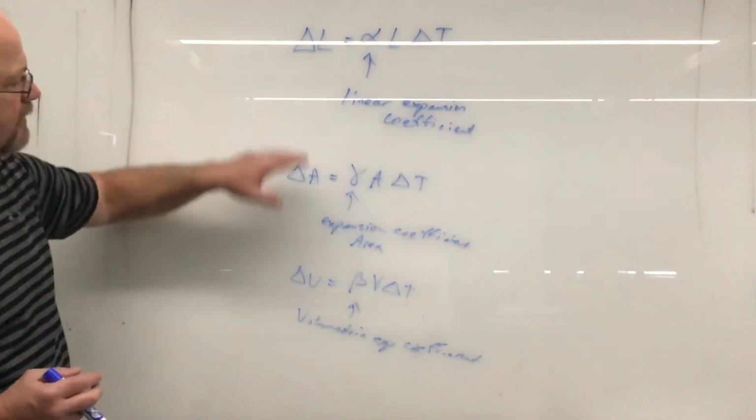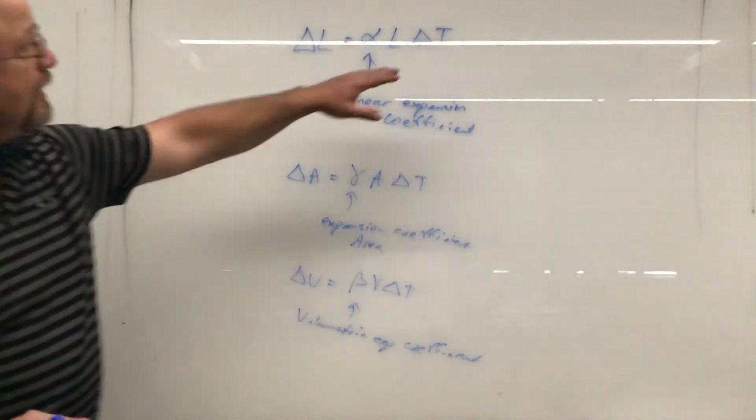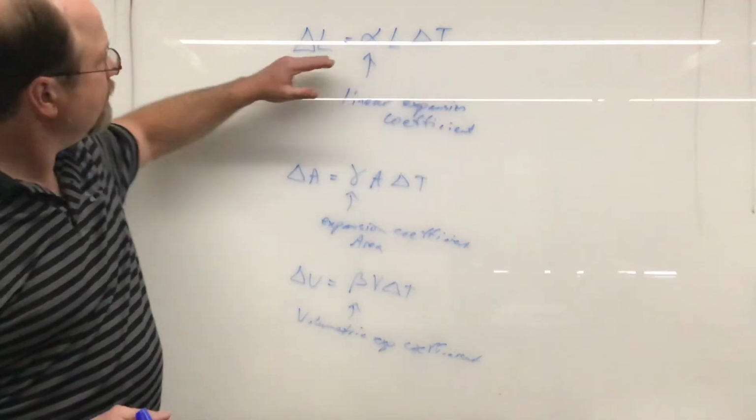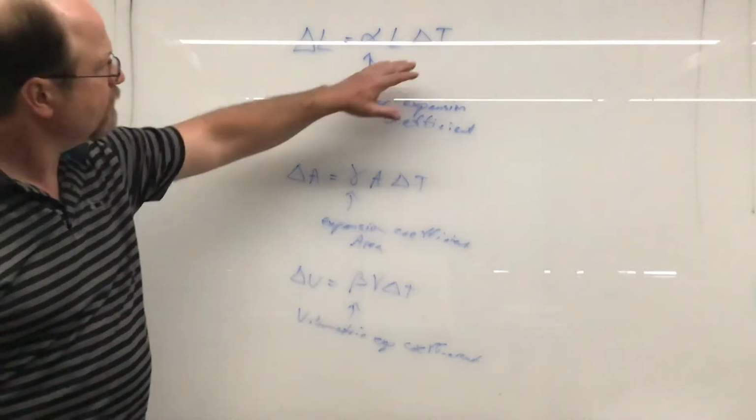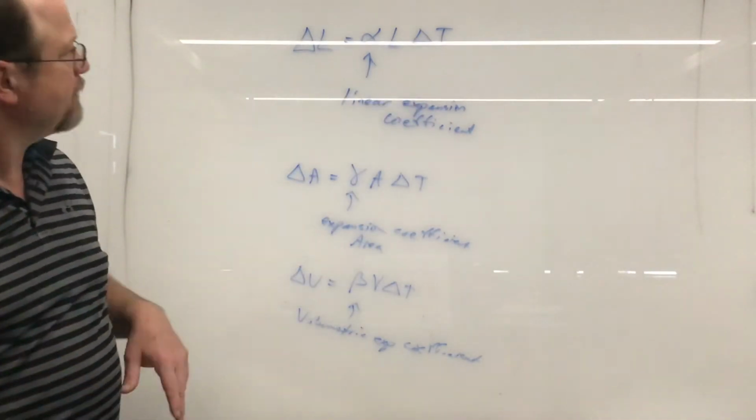This is the change in length, the change in area, the change in volume, and of course, if your change in temperature is negative, then this change is going to be negative. It's going to be a shrinking. And if your change in temperature is positive, then it's going to be an expansion.